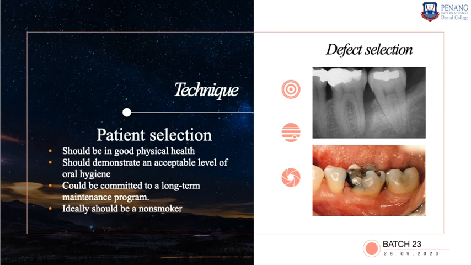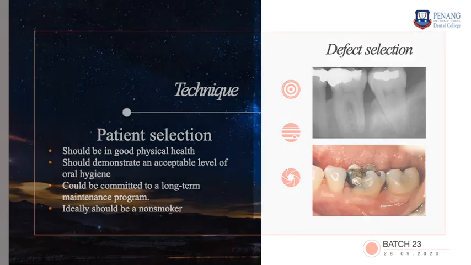For an ideal defect for regenerative procedures, you need a deep intrabony defect, either with a 2-wall or 3-wall defect, or a furcation involvement which is grade 2. A cul-de-sac type of furcation involvement should be there for a regenerative procedure.